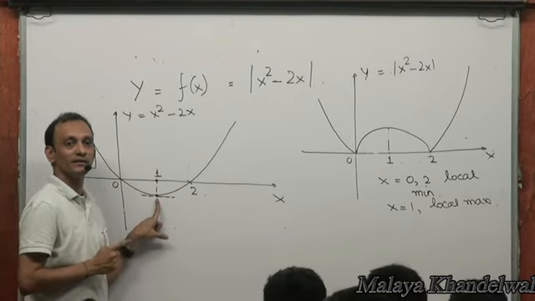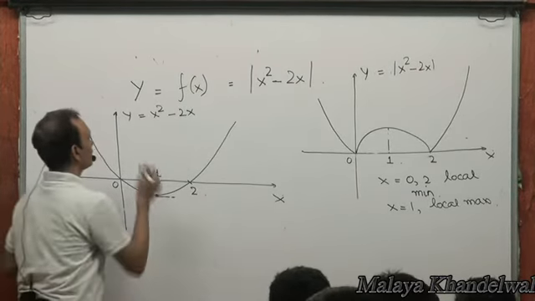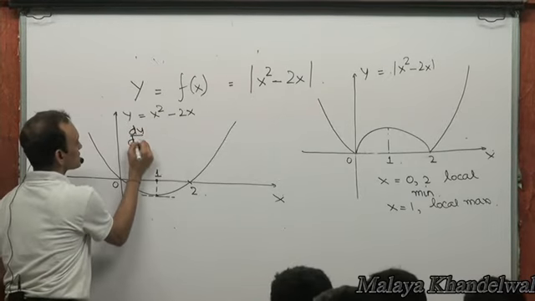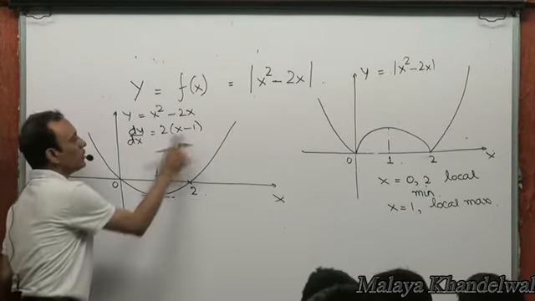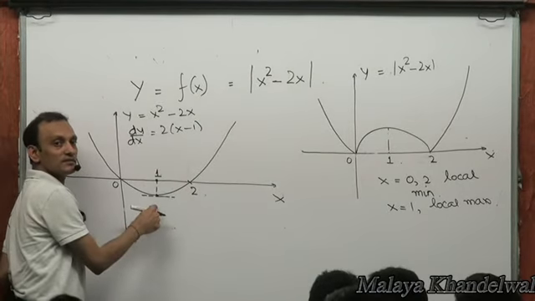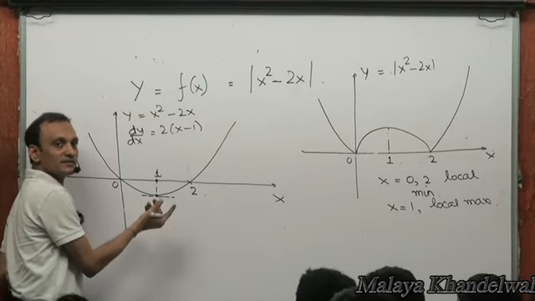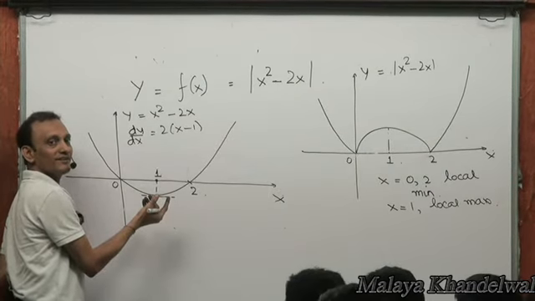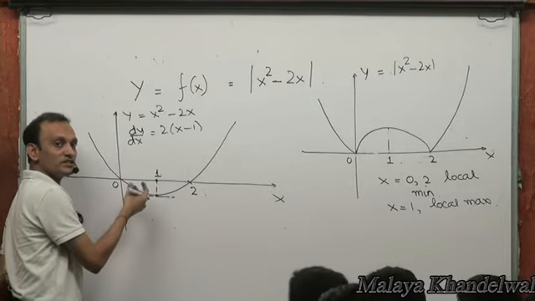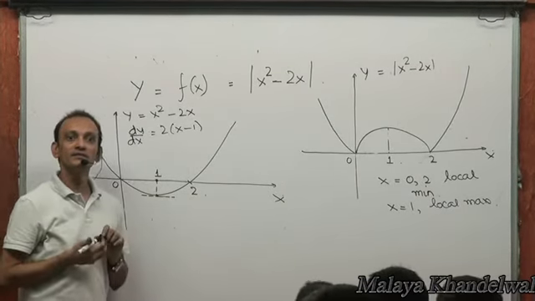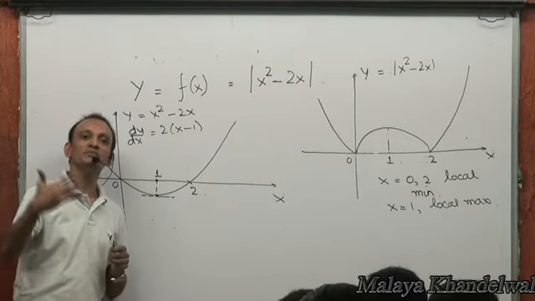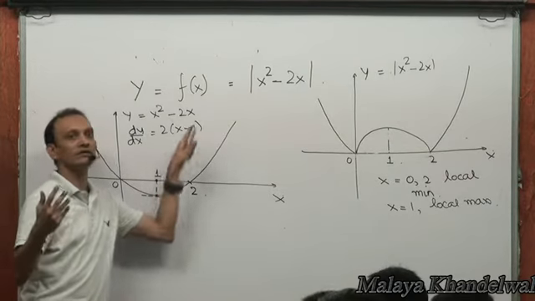At this point, dy/dx is 2 into (x minus 1). At x equal to 1, does dy/dx exist? Yeah, it does. So it is differentiable. It's a polynomial function. It will be differentiable everywhere. A polynomial will be differentiable, continuous everywhere. This is a polynomial.